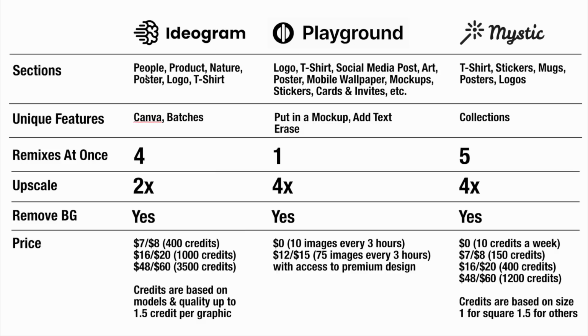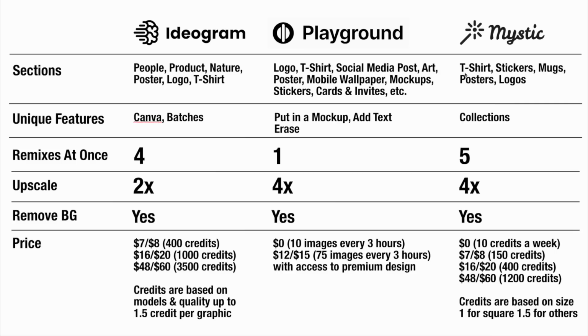So first things first, the sections that they have: people, product, nature, poster, logo, t-shirt. Ideogram has that. Playground has a lot more, 21 of them. I just put the first few that I could fit in here. And Mystic does t-shirts, stickers, mugs, posters, logos. And the reason I put that in is because you can see what they're concentrating on.